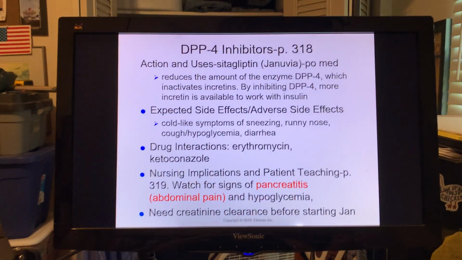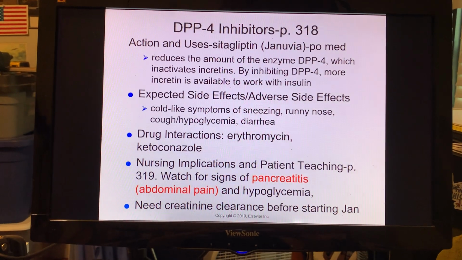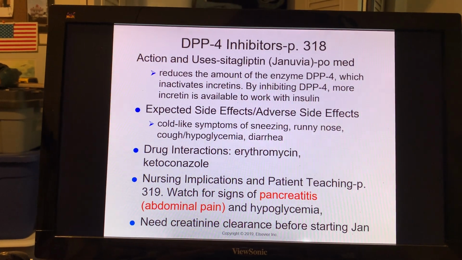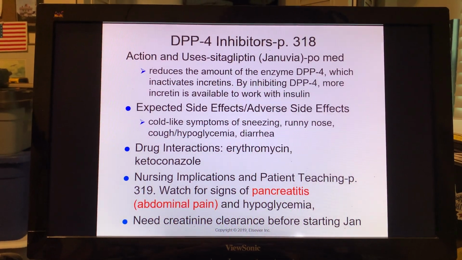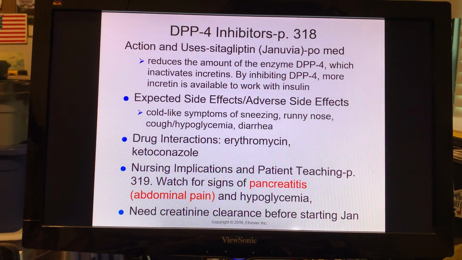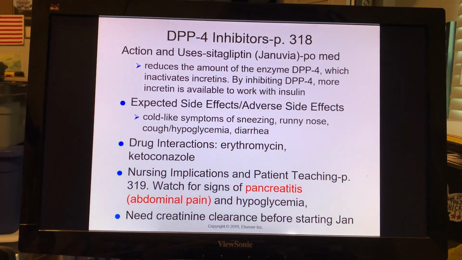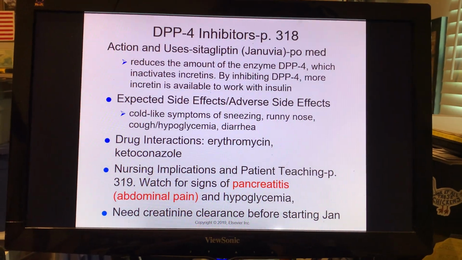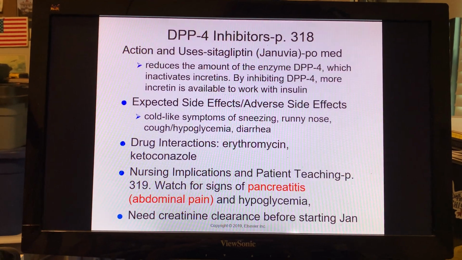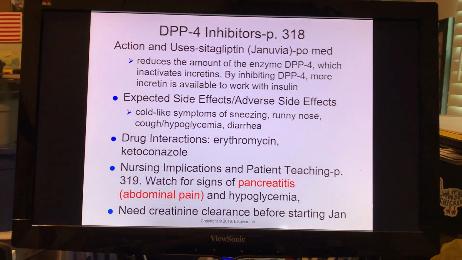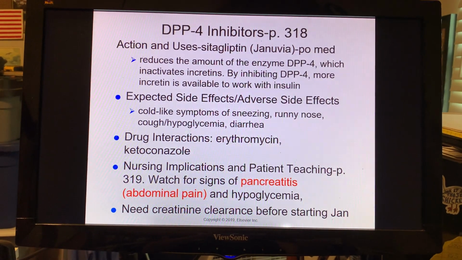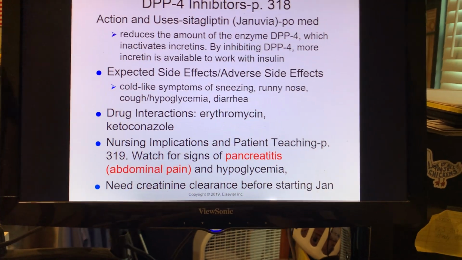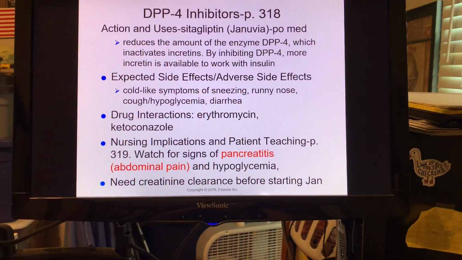It's a PO med. And in some places, they combine Januvia and metformin. So you get the enzyme inhibition, but you also get all the benefits of metformin. So they call that Janumet. And it's just a DPP4 with a biguanide. So if you can inhibit that enzyme DPP4, then you're going to have more incretins at your body's disposal to encourage insulin production.